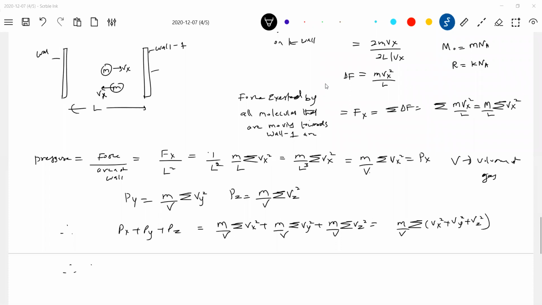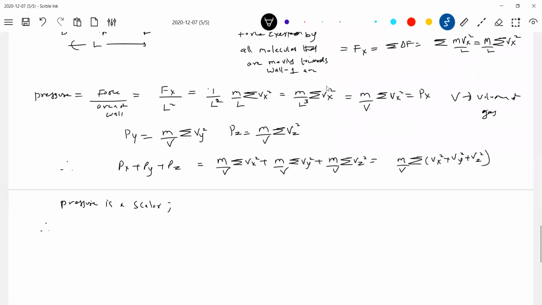Scalar. Pressure is a scalar. Therefore, pressure along X, pressure along Y, pressure along Z. There's nothing called a vector here. So what is the total pressure? It will be the same P only. Pressure is a scalar. Therefore, Px equal to Py, Pz equal to P.